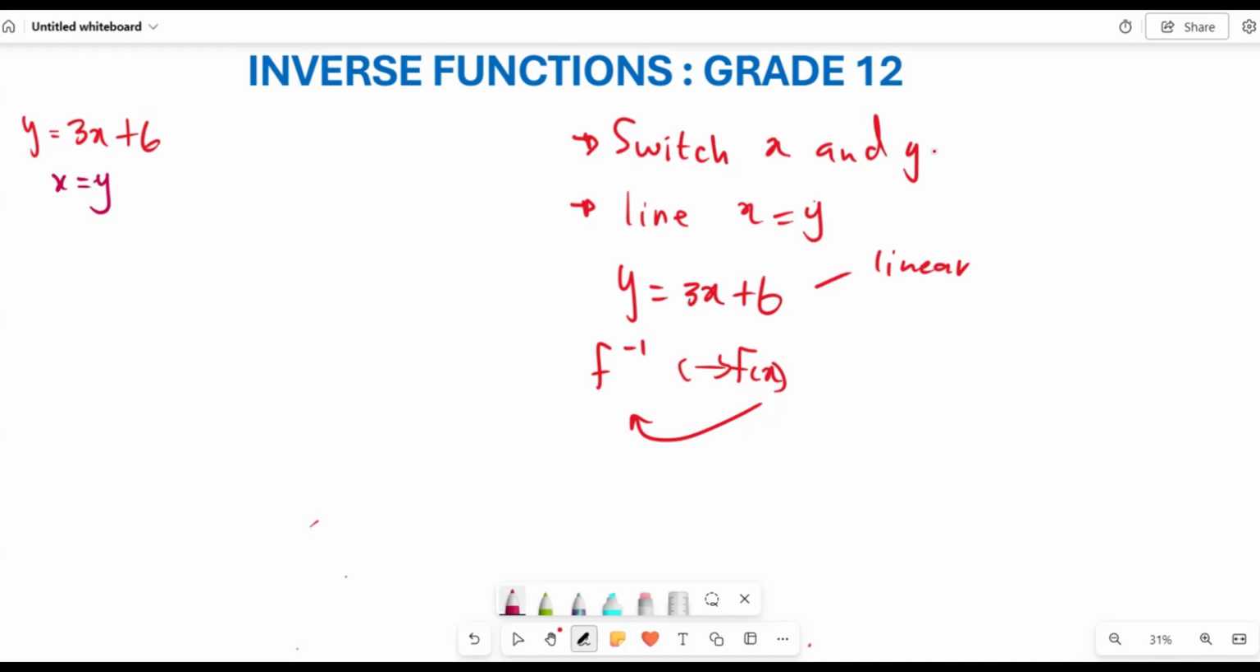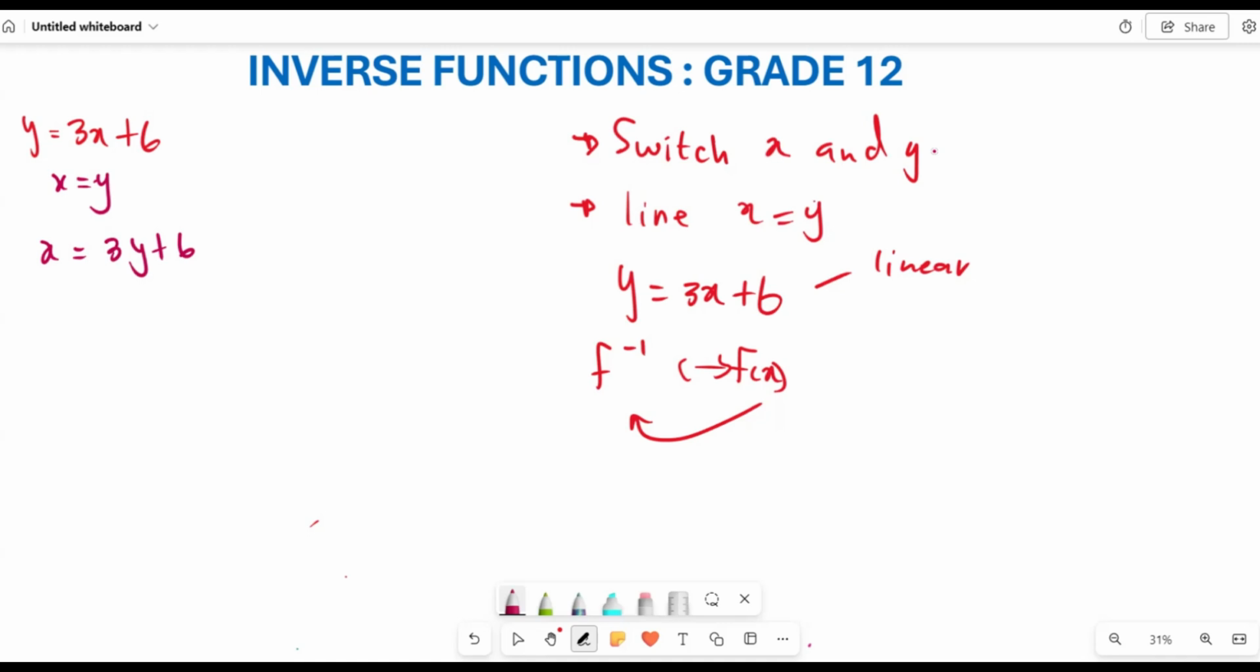Which means now from here, what is this going to be? Now, this is going to be x equals 3y plus 6 altogether, right? And now, after this, you would want to make your y the subject of the formula altogether. And how will you then make your y the subject of the formula here, for an example?